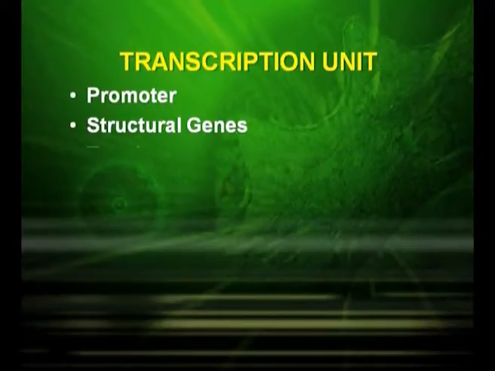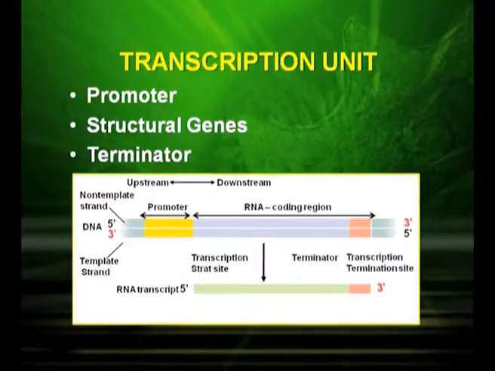Now let us see what a transcription unit consists of. There are 3 important regions in the transcription unit: the promoter, the structural gene and the terminator. If you look at the picture of the DNA strand, you can see the promoter region where the RNA polymerase comes and binds, the RNA coding region, and the terminator region where the transcription terminates or stops. So, there are two strands, 5 prime to 3 prime and 3 prime to 5 prime. The promoter site is located at the 5 prime end, whereas the terminator is located at the 3 prime end.